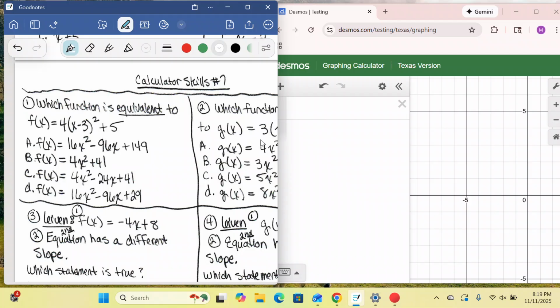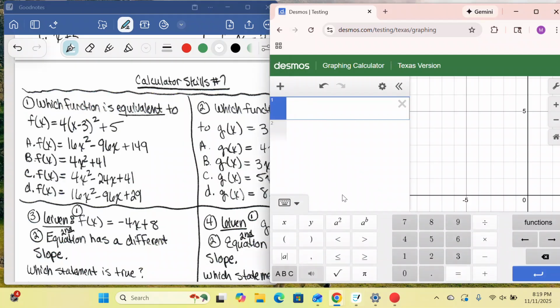The way we do this is we input the function f of x is equal to 4 open parentheses. Remember that you don't have to worry about this f of x. All you have to do is input this function. So I'm going to go ahead and input it onto my Desmos calculator. I'm going to put 4 open parentheses, x minus 3, close parentheses, quantity squared, positive 5.